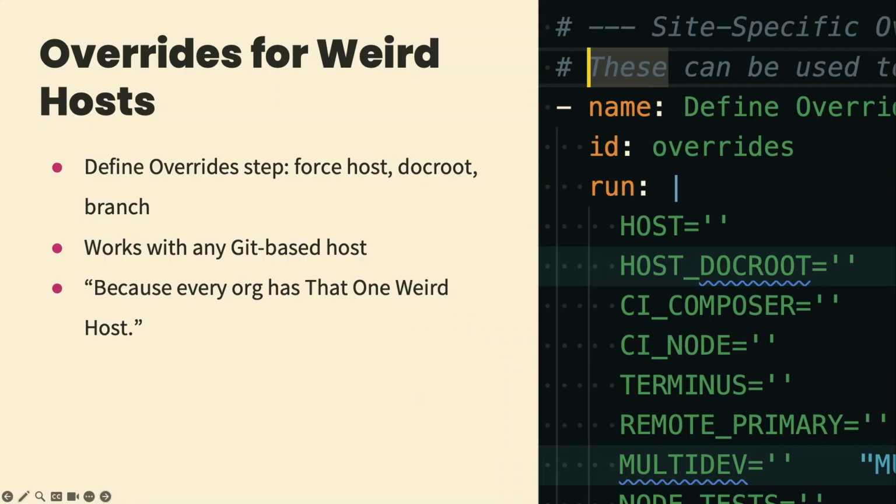Maybe you're self-hosting or deploying to something obscure. No problem. There's a define override step right in the YAML file. You can force the host type. You can set up what the doc root is, toggle composer and node manually, define the primary branch on the host repo. Override means you're not stuck if your setup's edge case central.